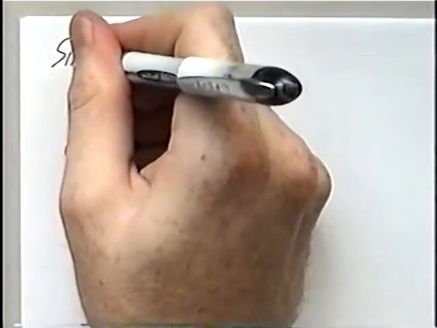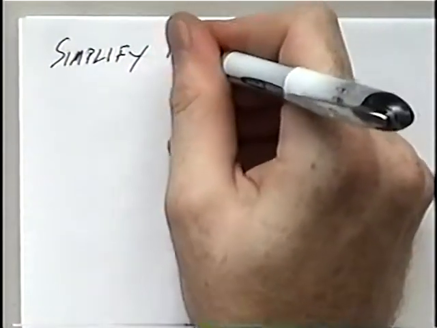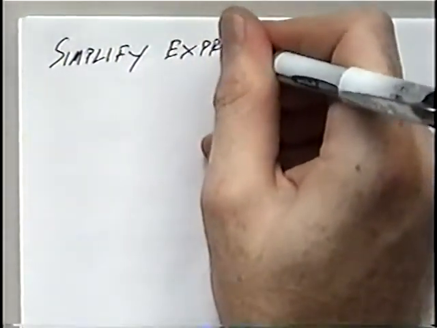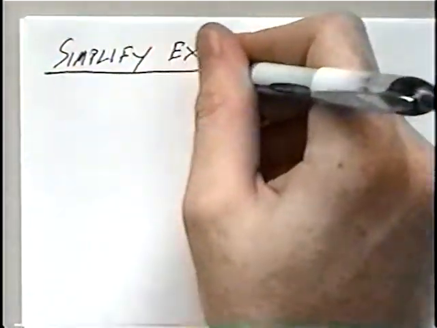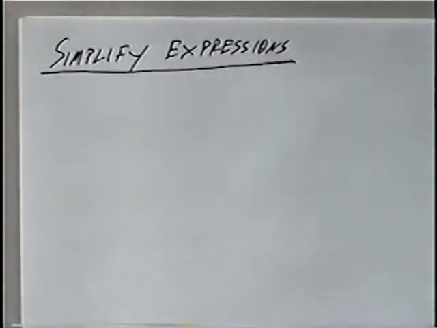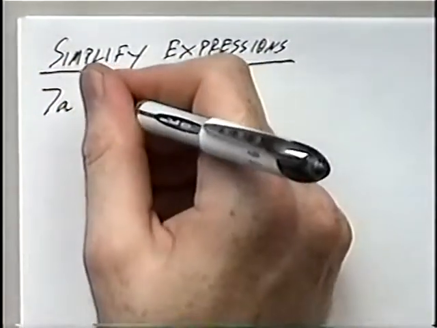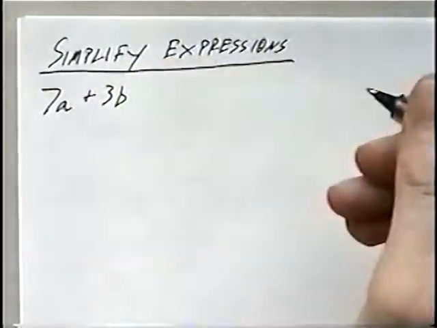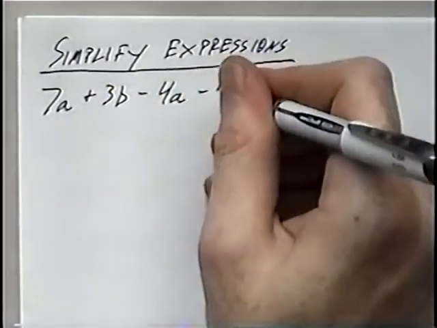Title of the last section of notes is Simplify Expressions. First problem, 7a plus 3b minus 4a minus 5b.